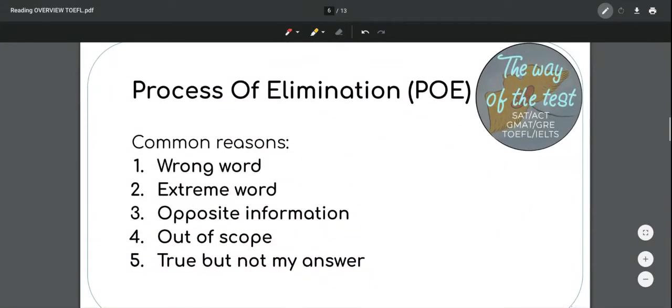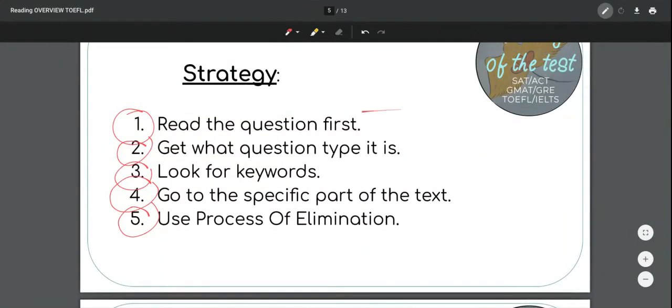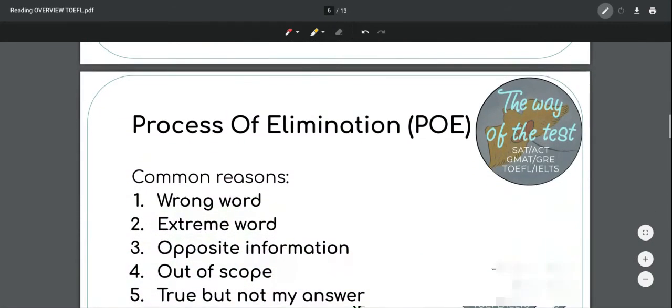Now, process of elimination, also called PO, means when you don't know the answer in an affirmative way, you just read the question, you got the question type, you looked for keywords, you went to the text, and you still don't know the answer. We're going to use process of elimination, which means we're going to eliminate all the alternatives that are not the right answer. Now, how do we do this?